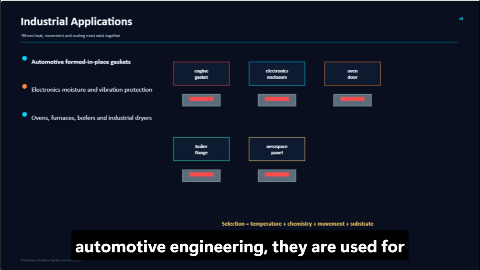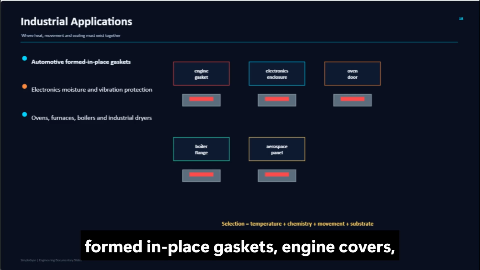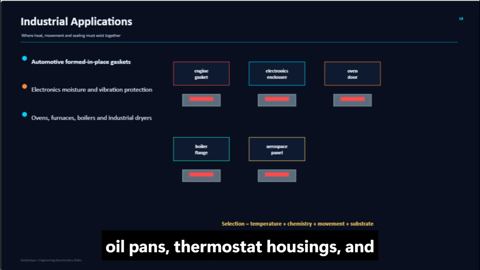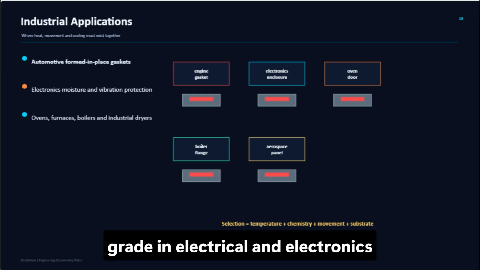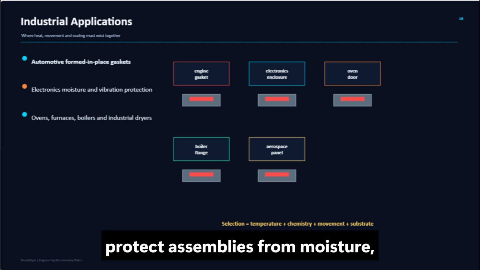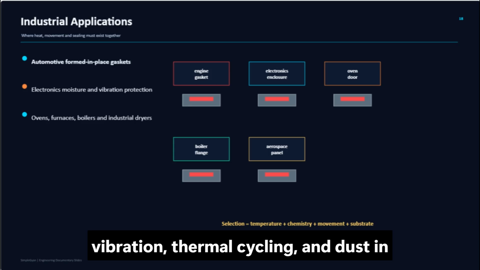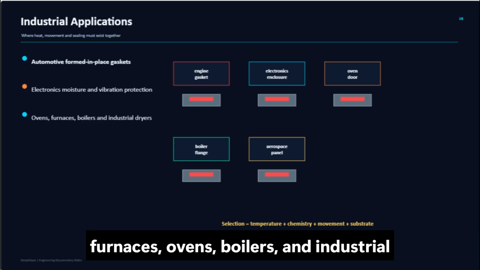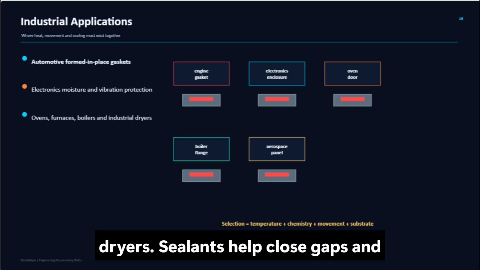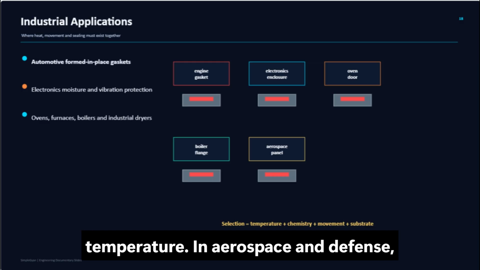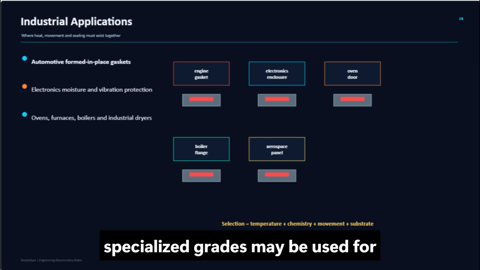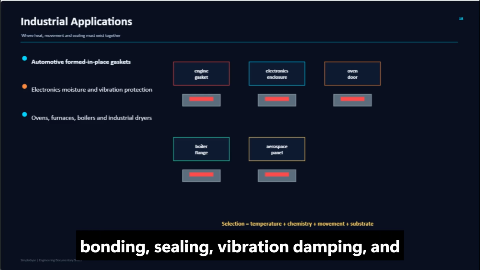In automotive engineering, they are used for formed-in-place gaskets, engine covers, oil pans, thermostat housings, and exhaust-adjacent components, depending on grade. In electrical and electronics industries, neutral-cure silicones protect assemblies from moisture, vibration, thermal cycling, and dust. In furnaces, ovens, boilers, and industrial dryers, sealants help close gaps and joints that expand and contract with temperature. In aerospace and defense, specialized grades may be used for bonding, sealing, vibration damping, and environmental protection.